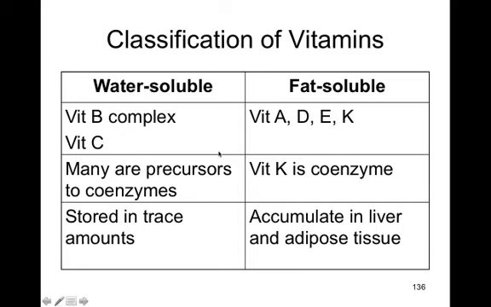There are six main categories of vitamins. You have vitamins B and C, and within vitamin B there are several subcategories, which is why we have vitamin B as a complex. So you have vitamins B and C, both of which are water soluble vitamins, and then you have vitamins A, D, E, and K, which are fat soluble vitamins. Vitamins B and C are stored in trace amounts since they are water soluble, and because they are water soluble, they are excreted in urine. Therefore, vitamins B and C must be replenished.